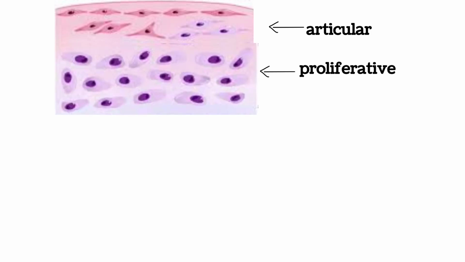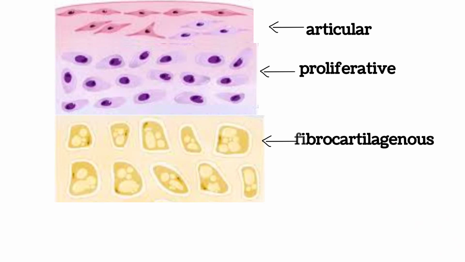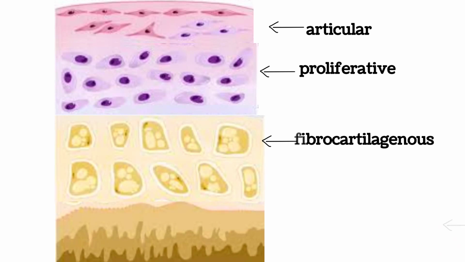Under this, the cellular-rich proliferative zone is present, which contains undifferentiated mesenchymal cells that give rise to fibroblasts, which later differentiate into chondroblasts. Beneath this fibrous layer, cartilage-like cells are present, which is called the fibrocartilaginous zone. The 4th zone is the calcified zone, which is rich in chondrocytes and chondroblasts.